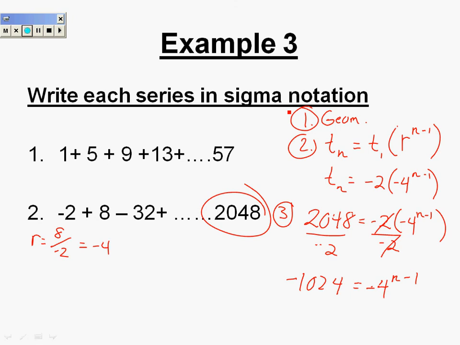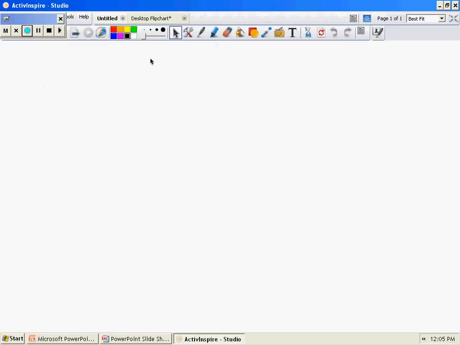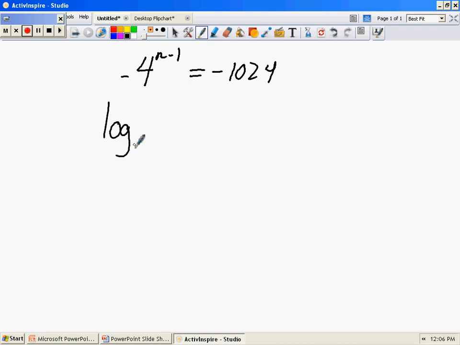Okay, here we go. Now this is what we have. I'm going to reverse the order. You'll see why in a second. -4 to the n minus 1 was equal to -1024. You do the left, right, middle trick that we talked about a while back. Log base what? What's the base? -4. And left, right is -1024 equals the middle, which is n minus 1.